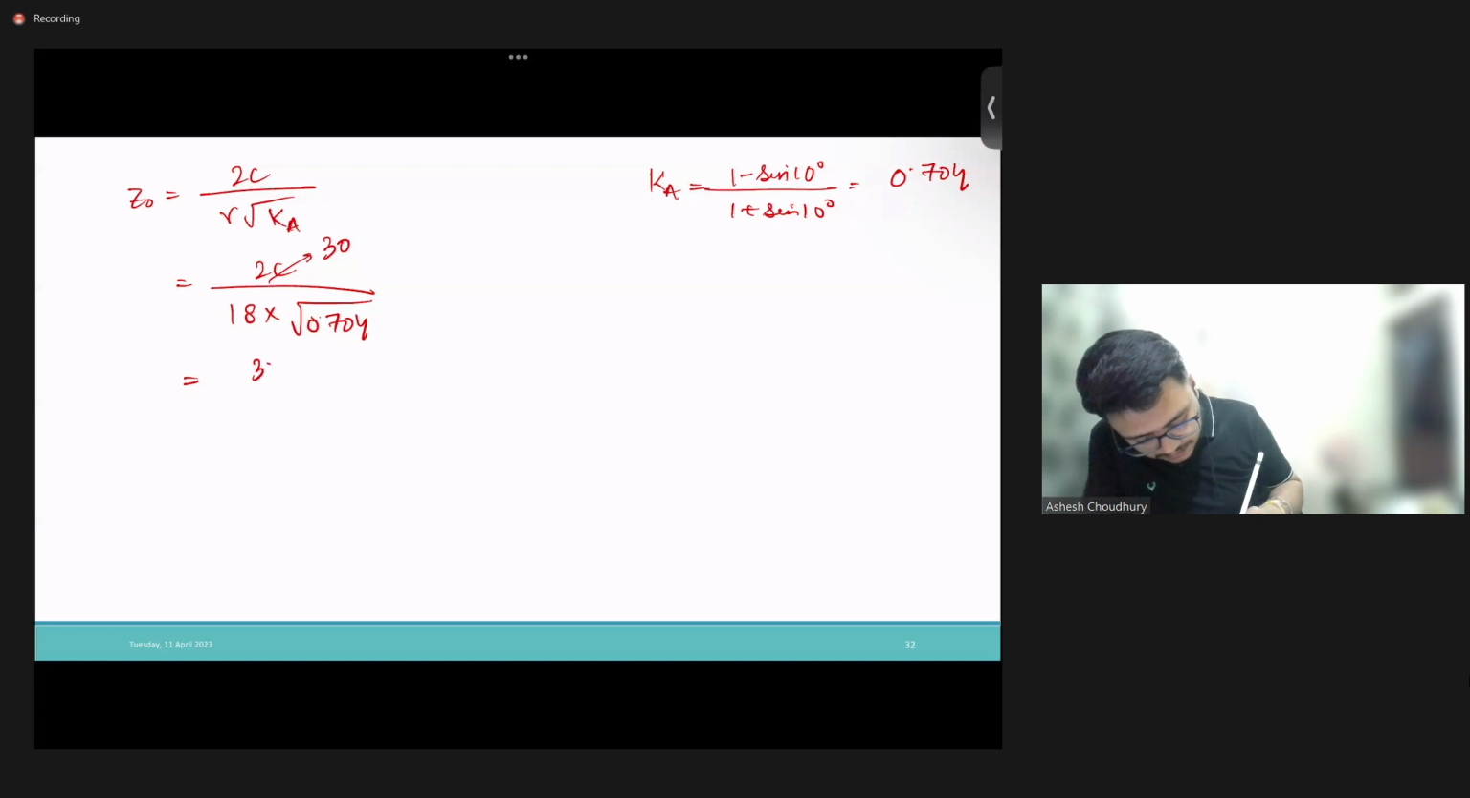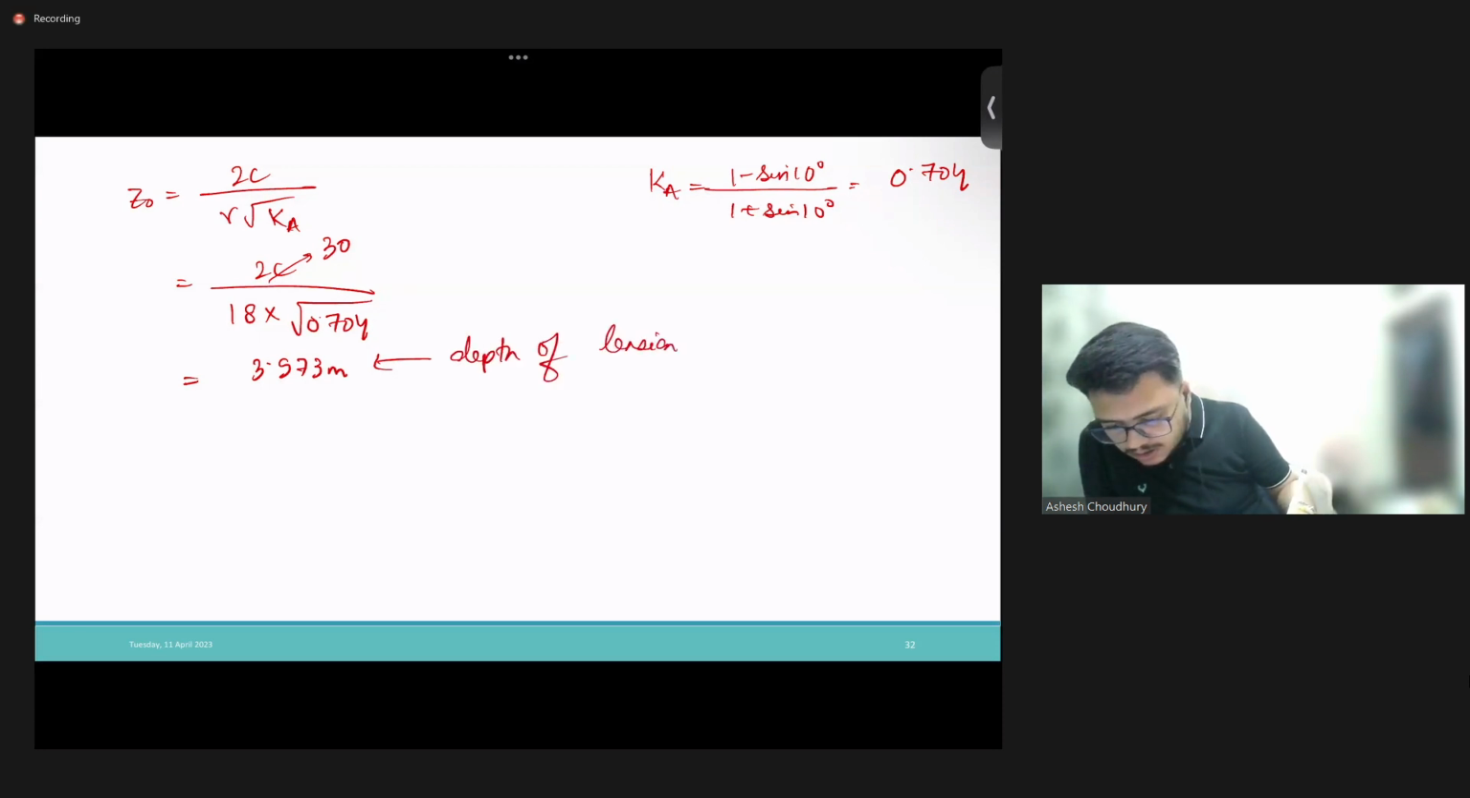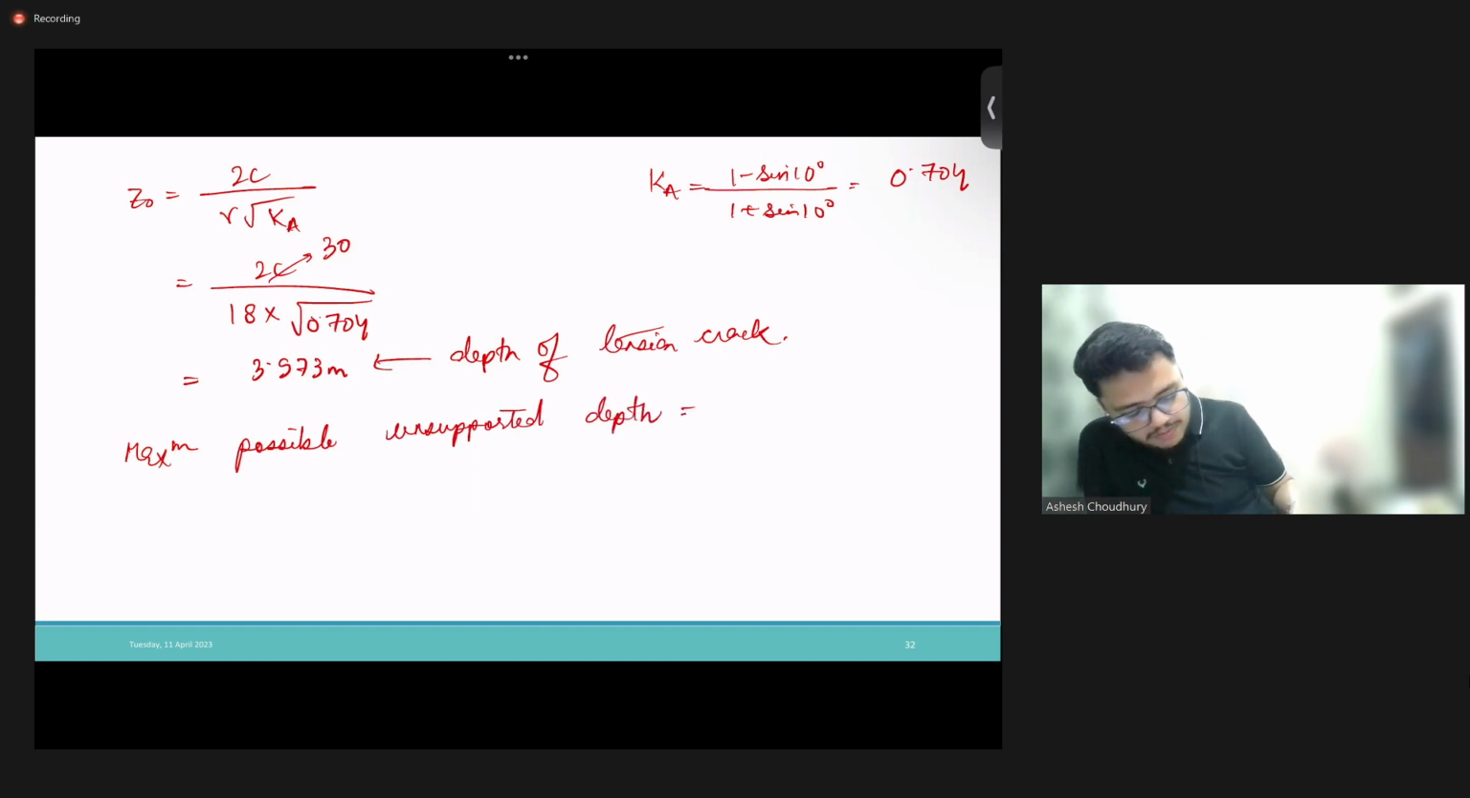3.973 meter. So this is the depth of tension crack. Now calculate the maximum possible unsupported depth. Okay, so the maximum possible unsupported depth is nothing but, this is the depth of tension crack. So next is maximum unsupported depth. Maximum possible is nothing but 2 into z naught.